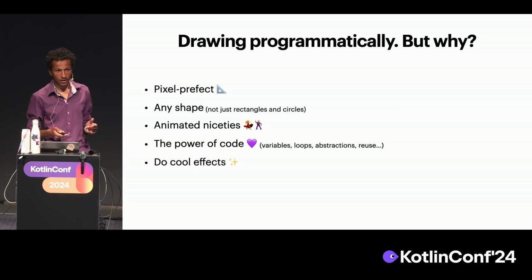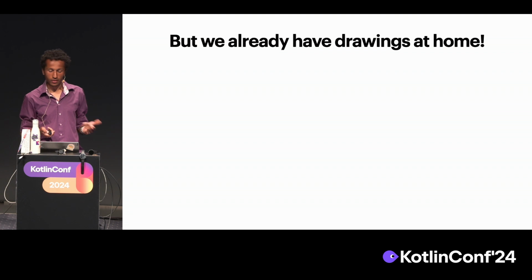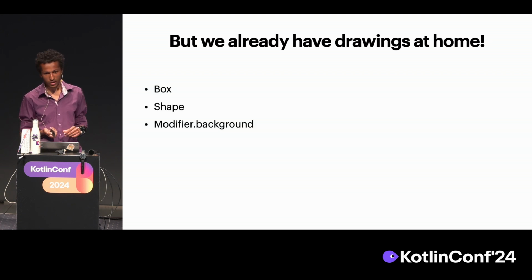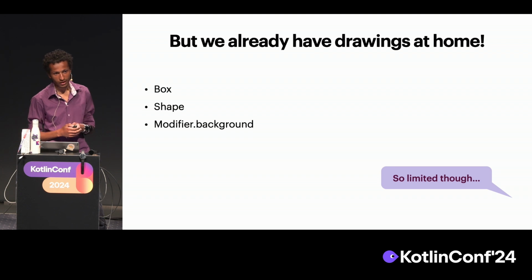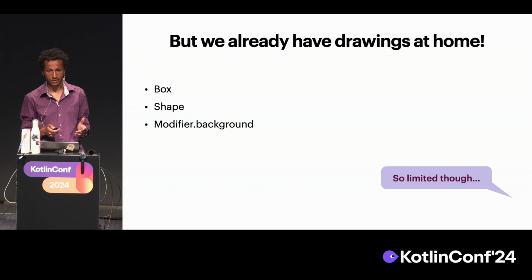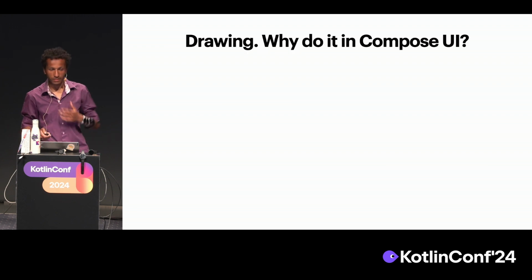You can do cool effects. I know it's a bit vague, what does cool effect mean? Depends, but anyway. We already have drawings at home, right? We have blocks, we have shapes in Compose, we have modifier background, and with that we can do a lot of things, right? But it's very limited. By the end of this very short talk, I think you will see what the Compose canvas, or DrawScope, as I like to call it, is, and how much more powerful it is compared to just doing box shapes and backgrounds. And it's not that hard either, in my opinion.